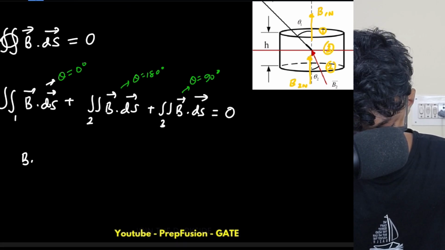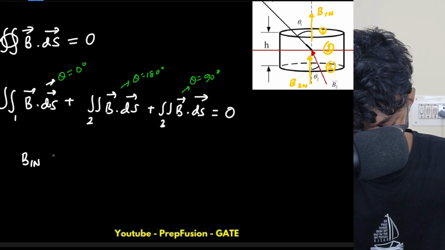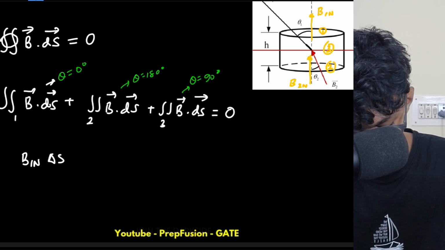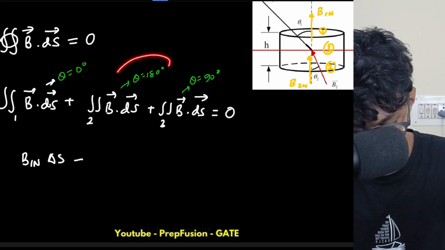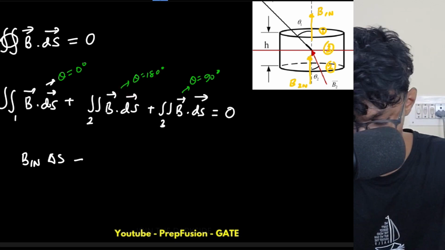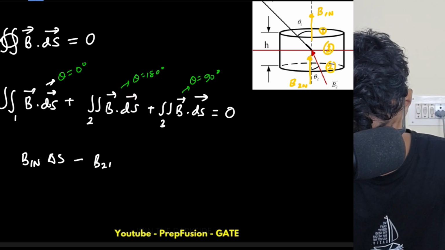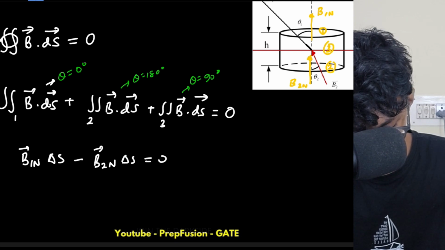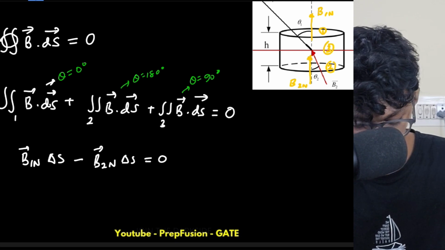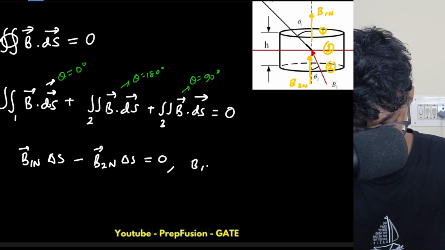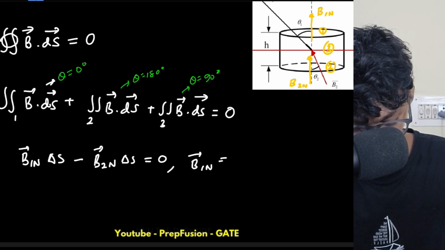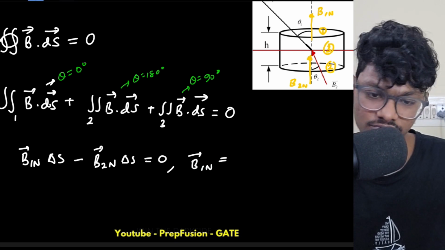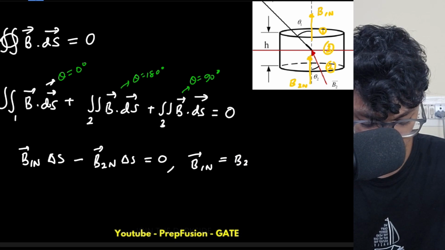This one will be B1n into some delta s, okay, some small surface area s, minus, why will it be minus? Because it is cos 180. Cos 180 is minus 1. So it will be minus B2n into delta s equals 0. So my B1n will be equal to B2n. So this was rather simple, right? B1n is equal to B2n.